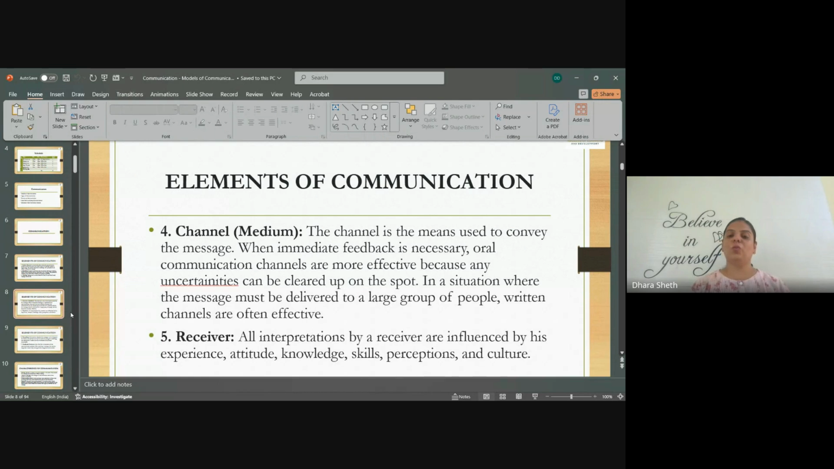And based on whatever your experience, attitude, knowledge, skills, perceptions, and culture are, you will be able to understand my message. If you don't know English, you will not be able to understand my message, right? So based on your skill of English language, if you have no idea of what communication is, or if you have never been an educator, you will not be able to understand when I teach you things about classroom communication because you don't have prior knowledge of it.